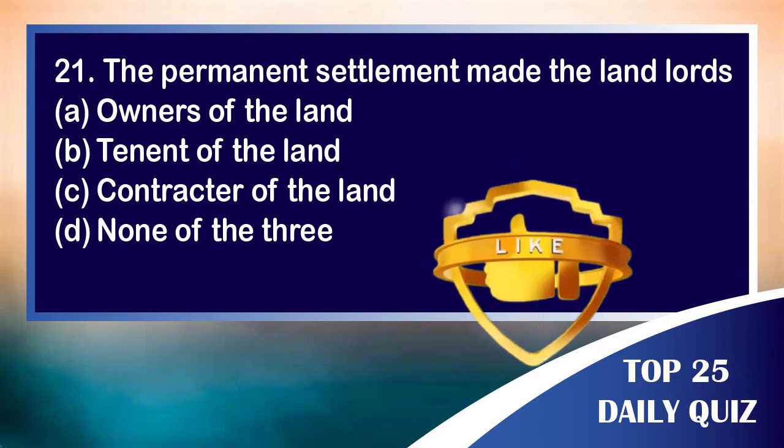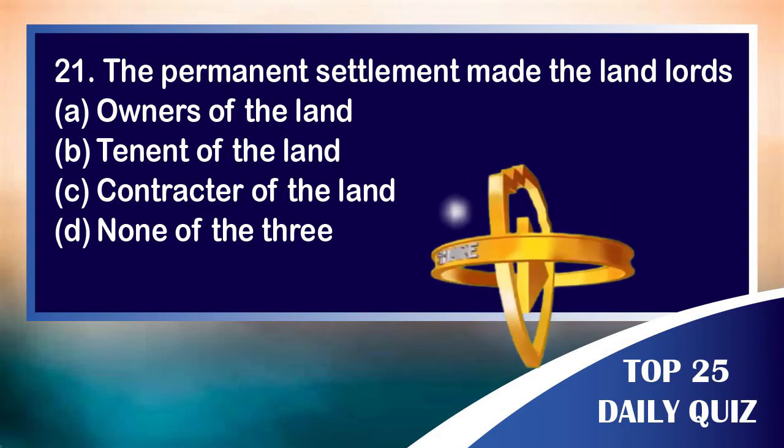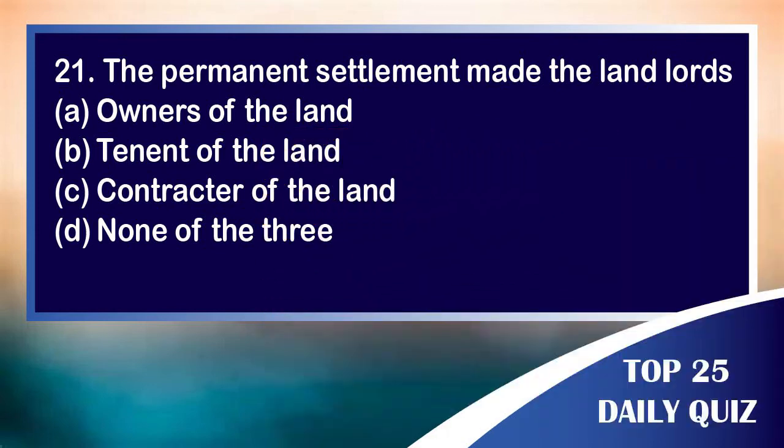Question 21. The permanent settlement made the landlords option A, owners of the land. Option B, tenant of the land. Option C, contractor of the land. Or option D, none of the three. The correct answer is option B, tenant of the land.